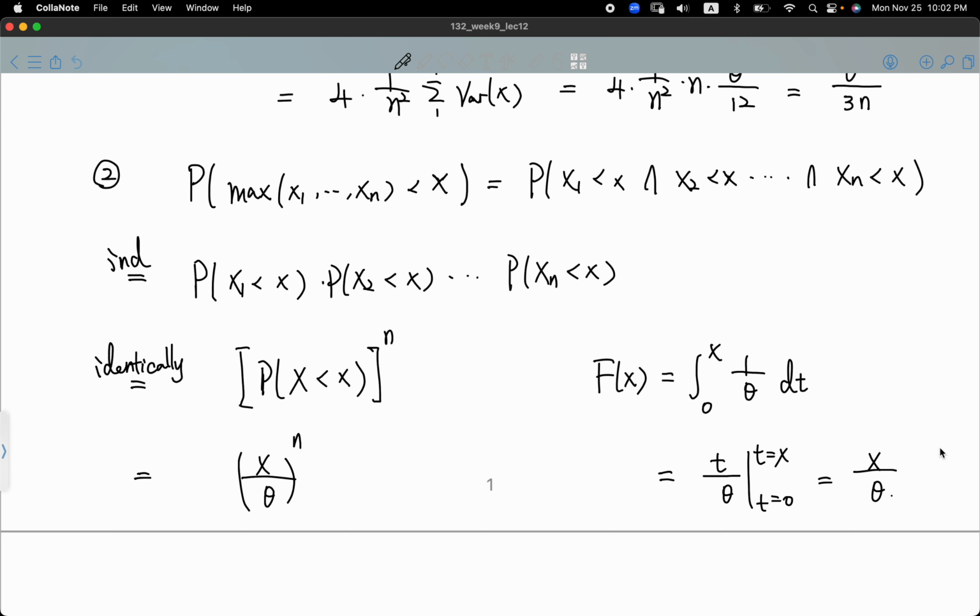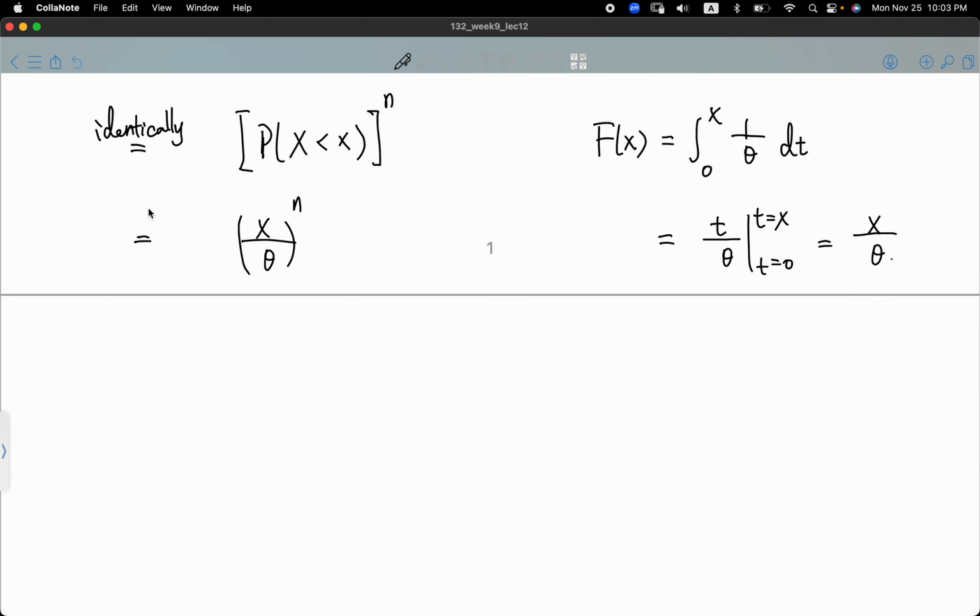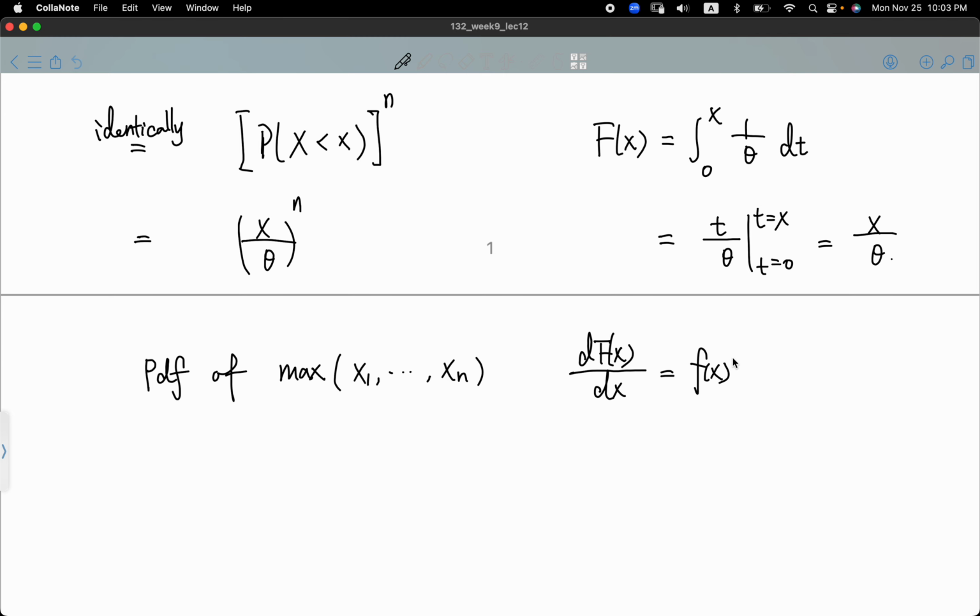So the CDF of a single random variable from the uniform distribution is x over theta, but the CDF for the max operation for this sequence will be x over theta raised to the power of n. Okay, so now once we have the CDF for this operation, we can get the PDF. So the PDF of the max: we take d of F of x over dx, and that will give you f of x, the lowercase f of x. So you take the derivative with respect to the random variable, and then you will get the probability density function.